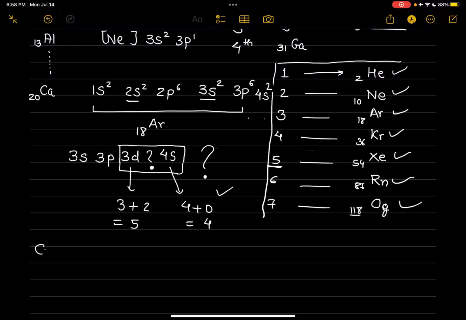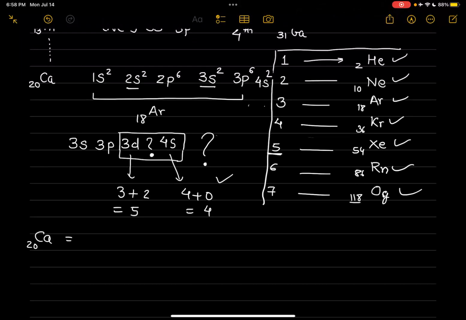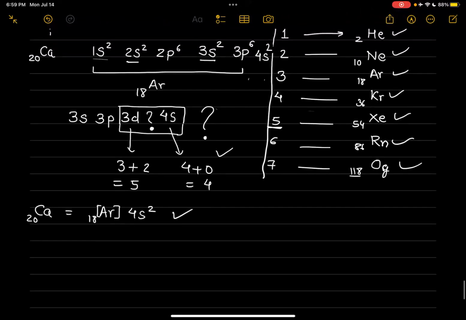The shortcut representation, as I told you to write, but don't write it first, because I want you to practice, then move towards the shortcut. The preceding noble gas is argon. Normally I write it like this, I don't write this much. And 4s, but you can also write it once you are confident. Then you can write this. Clear?